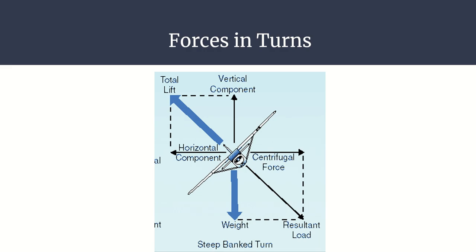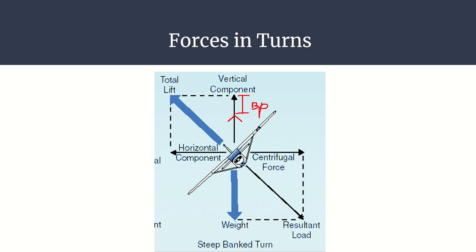Okay, so here's a better representation of that relationship. You can see that everything is equal in this particular diagram. If we didn't add enough back pressure, what would happen when we entered this turn would be that our vertical component of lift would be somewhere down here. But this segment right here exists because we are adding back pressure.